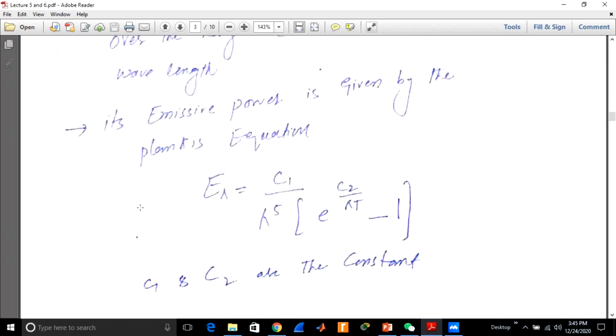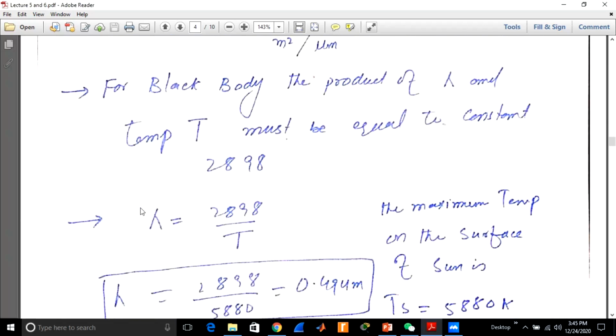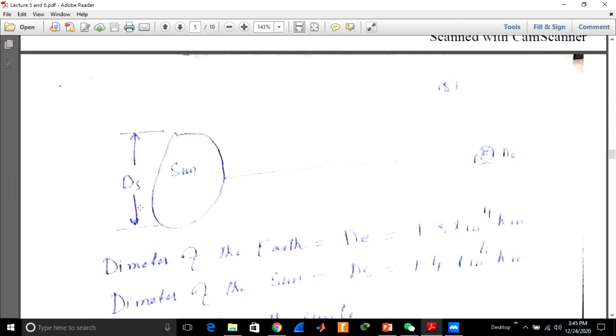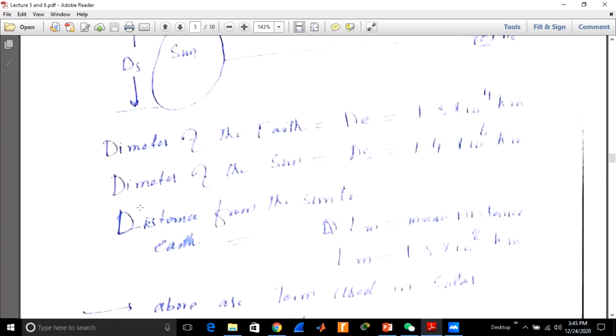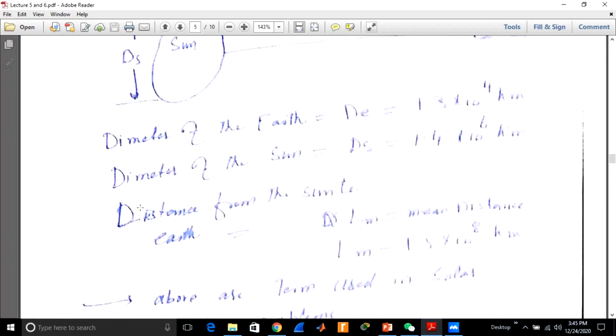So this is the sun radiation quantification. In numerical problems, sometimes we need the diameter of the Earth, the diameter of the Sun, and the distance between the Sun and the Earth. The diameter of the Earth is DE, which is 1.3 × 10^4 kilometer. But the distance between the Sun and the Earth varies, you know. So we will consider the mean distance.